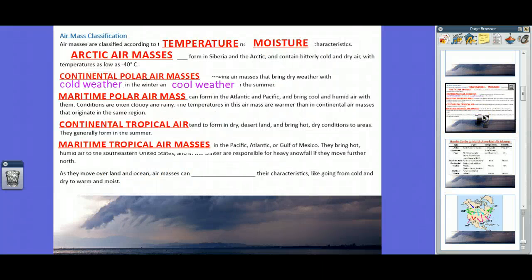As they move over land and ocean, air masses can actually change their characteristics. So what can happen is a maritime polar can come on shore in, let's say, British Columbia and move across Canada. As it gets over to dry land, it dries out and it turns from a maritime polar to a continental polar air mass. So that's air masses for you.